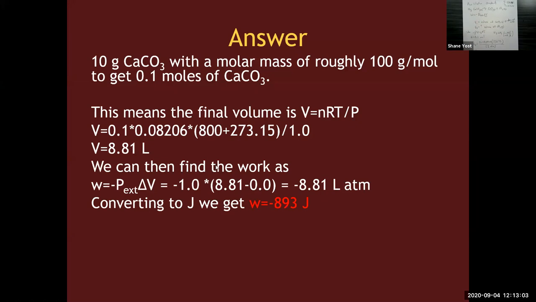Now I can plug that final volume into my minus P external delta V equation. My initial volume, if you knew the density, is going to be a couple of milliliters or something like that. Not very large; 10 grams of calcium carbonate is not going to occupy that much space. So maybe you could approximate the initial volume as 0.01 liter, so the delta V would be like 8.8. But that won't significantly change your answer; maybe you get like 892 joules. Not a big deal, we can neglect that initial volume. The external pressure is 1 atmosphere, and the change in volume is essentially the final volume, 8.81 liters. I then convert that 8.81 liter-atmospheres to joules to get minus 893 joules.